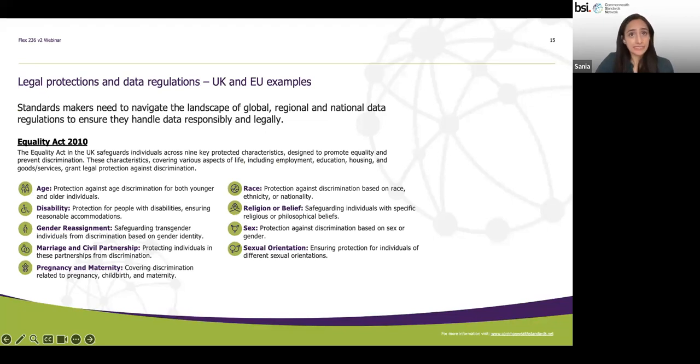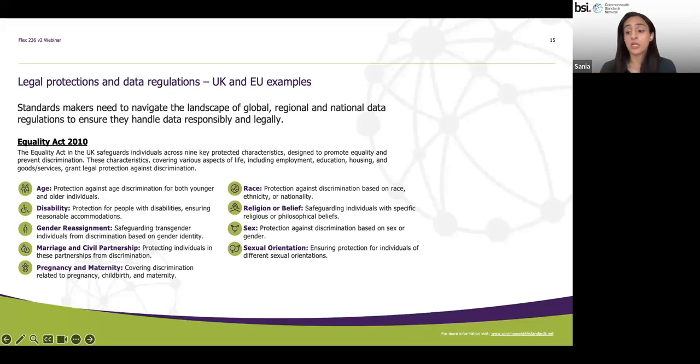So, standards makers need to navigate the landscape of global, regional, and national data regulations to ensure that they handle data with responsibility and legally. Now, this will differ depending on where you are, but we'll use some UK and EU examples, which are very prominent here. So the Equality Act. The Equality Act of 2010 is particularly important in that it safeguards individuals across 9 protected characteristics, and it's designed to promote equality and prevent discrimination in day-to-day life.